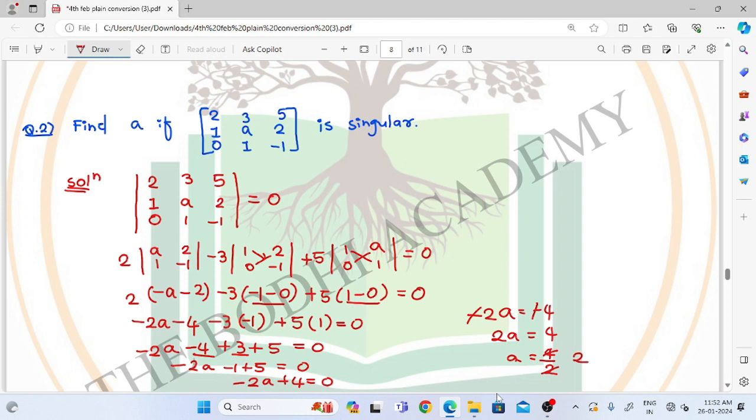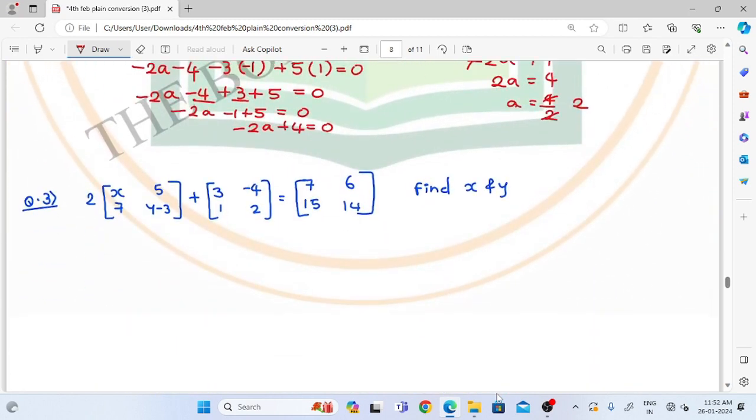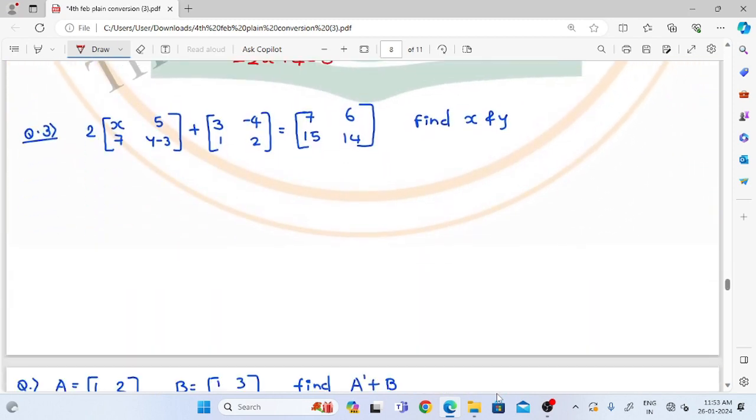Okay. Come to the next question. So in this next question, the question is find the value of x and y. These matrices are given. Outside the first matrix there is some number, so first of all we have to multiply this number inside the matrix. So we will get 2x, 5 twos are 10, 14. If you multiply this 2 inside, this becomes 2y minus 6.